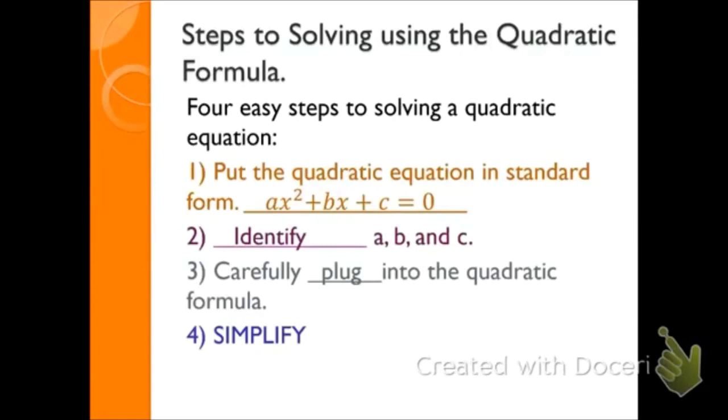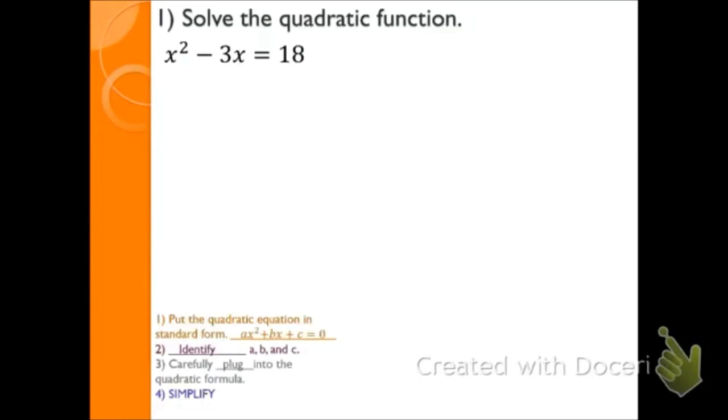Alright, so some quick steps to solving by using the quadratic formula. There are 4 easy steps. Step number 1, you want to put it in standard form, so ax squared plus bx plus c. Next, you want to identify a, b, and c. Step 3, you want to carefully plug a, b, and c into the quadratic formula where they go. Then we just need to simplify it to get our answer. So these are the 4 steps that we're going to be following.